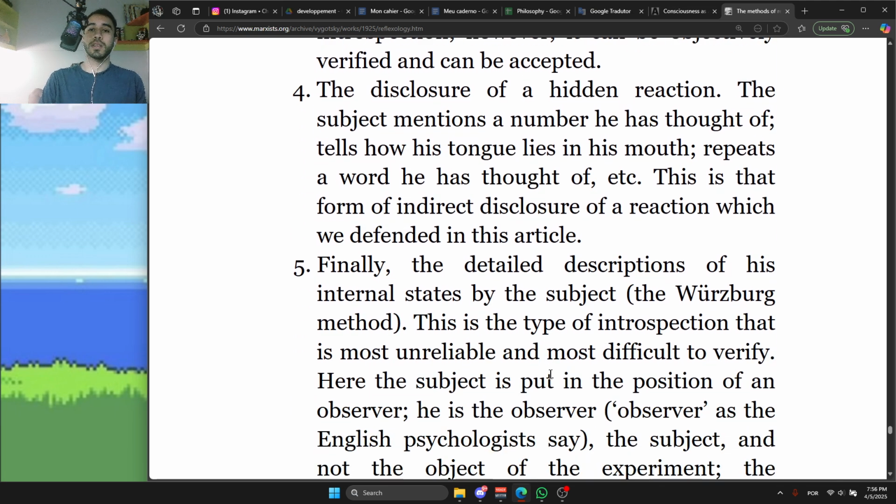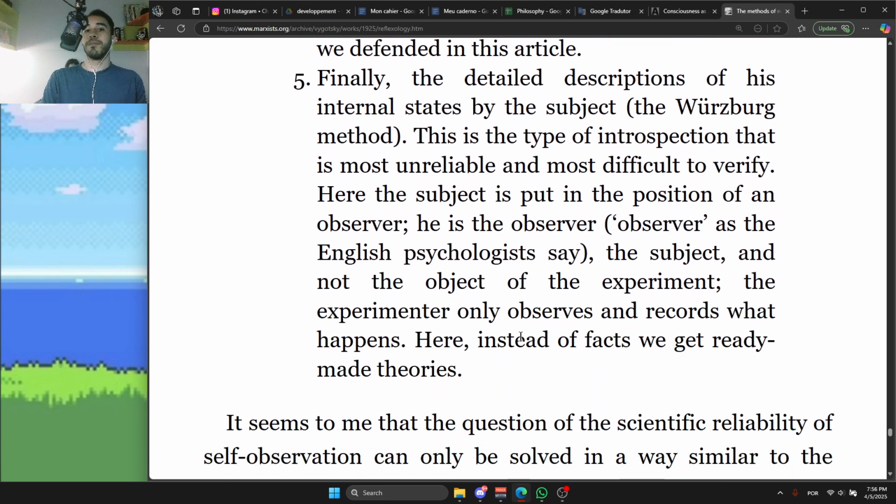Four: the disclosure of a hidden reaction. The subject mentions a number he has thought of, tells how his tongue lies in his mouth, repeats a word he has thought of, etc. This is that form of indirect disclosure of a reaction which we defended in this article. Five: finally, the detailed descriptions of his internal states by the subject, the Augsburg method. This is the type of introspection that is most unreliable and most difficult to verify.